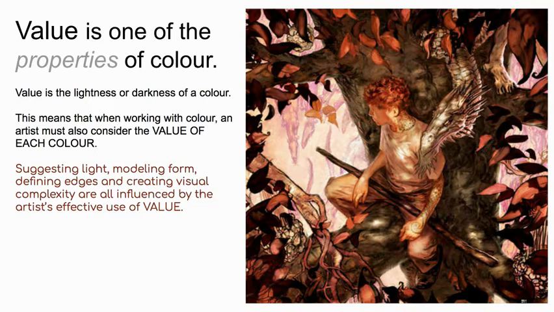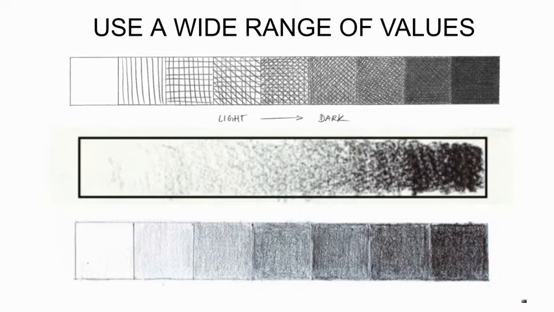Now, just as a little review, as I already mentioned, value is one of the properties of color, and in fact, value is the lightness or darkness of a color. So if we're looking at something like this, well, the color here is gray, or that kind of silvery gray, but it's still a color.